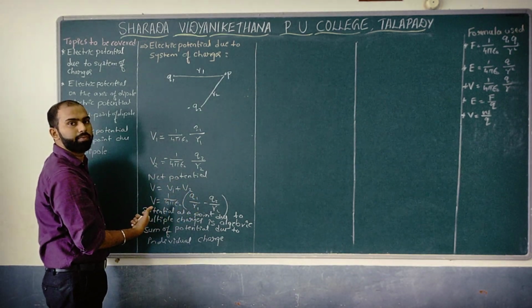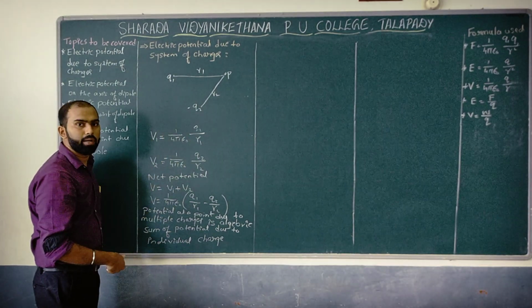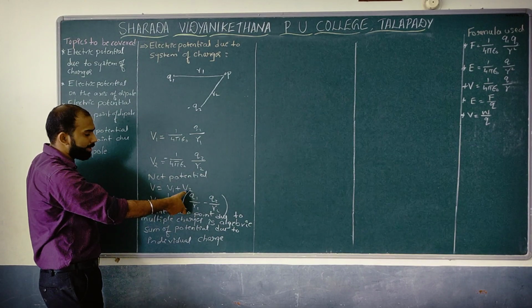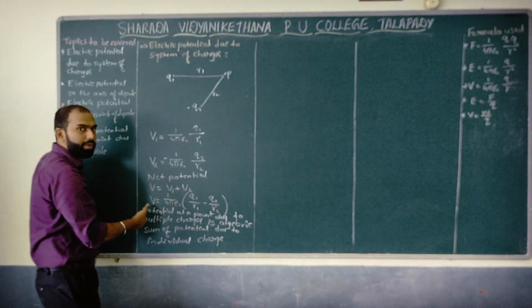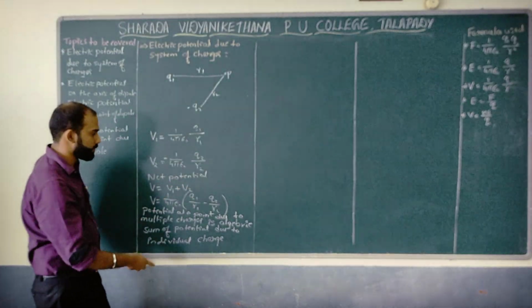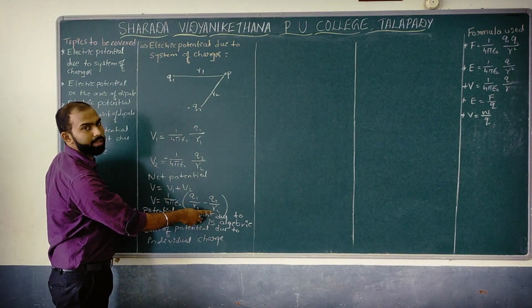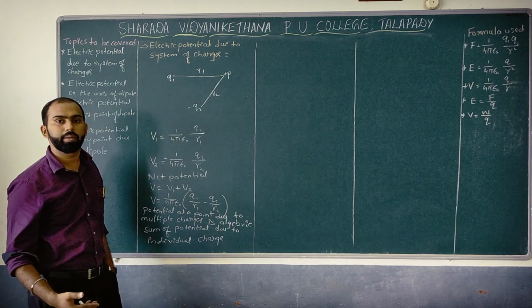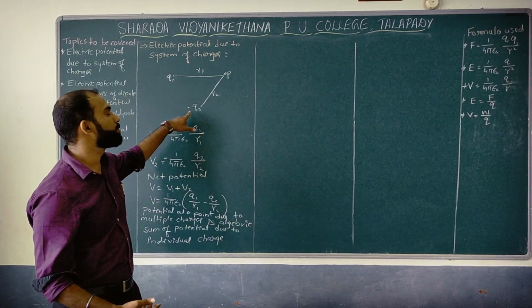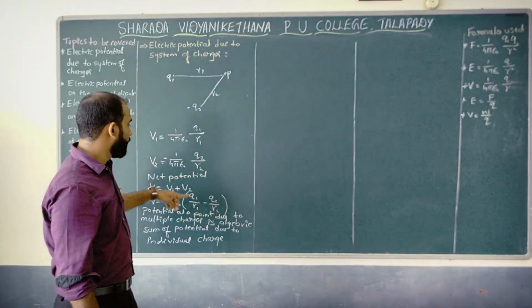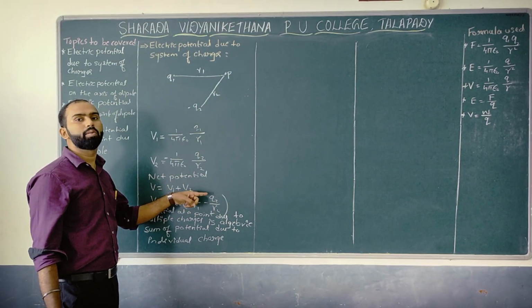I have taken a common term over here. What is the common term between these two formulas? It is 1 by 4 pi epsilon naught. What is inside the bracket? It is q1 divided by r1 minus q2 divided by r2. Why does this minus come over here? Because we have taken minus q2. If it is plus q2, we can directly take it as q1 by r1 plus q2 by r2.